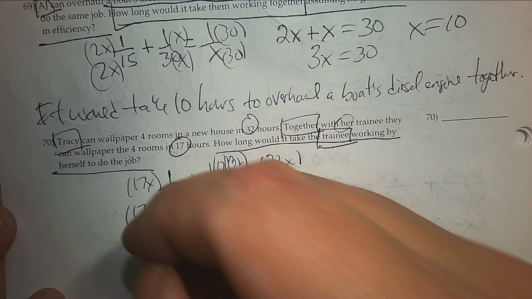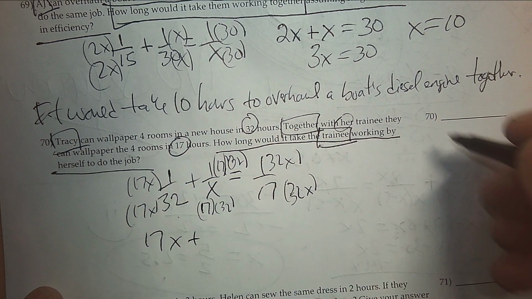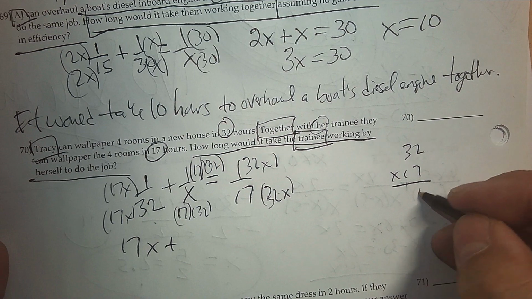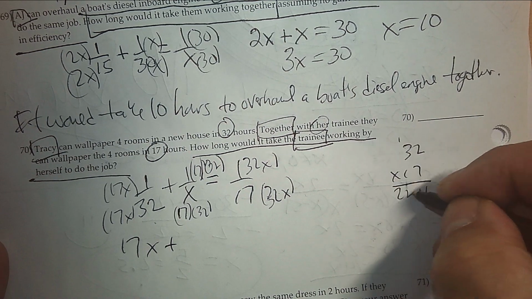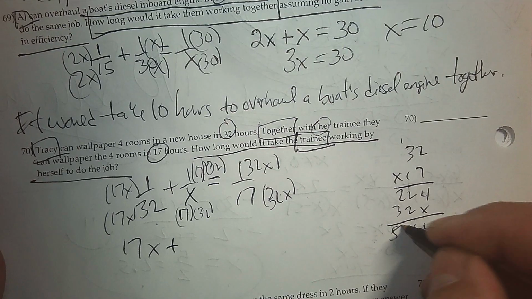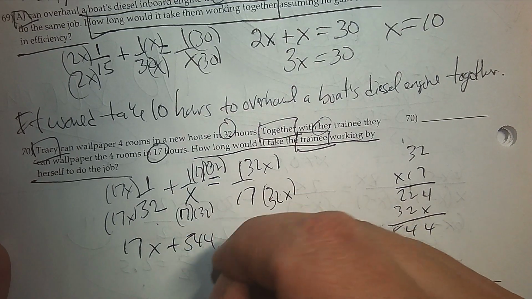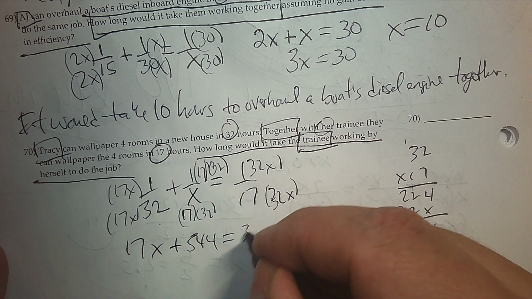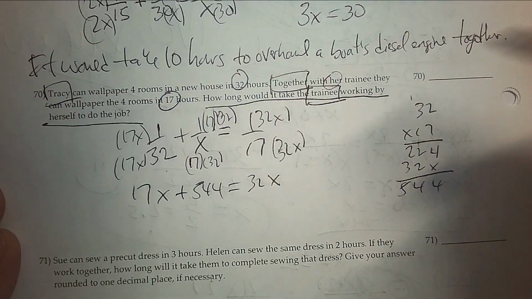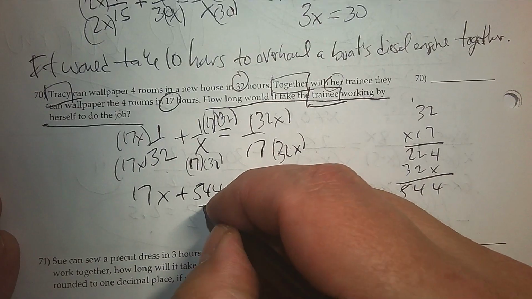So I have 17x. On the side, I'm going to go 32 times 17. 14, carry the 1, 22, 2, 3. Oh man, that didn't take that long. 544. Next, combine like terms. What's 32 take away 17?